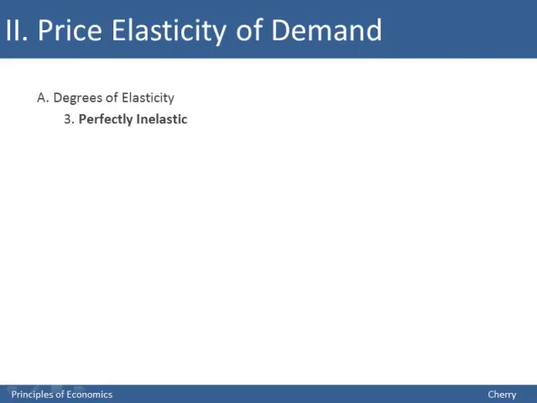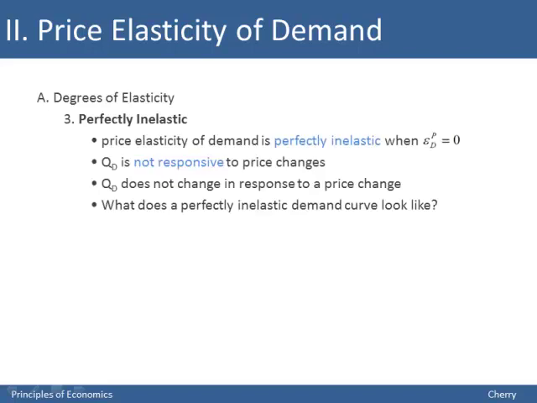The third case of elasticity is what we call perfectly inelastic. And that's when the price elasticity of demand is equal to 0. If you recall how to interpret the price elasticity of demand, for every 1% change in price, quantity demanded is going to change 0%. In other words, it's not going to respond at all to a price change. A perfectly inelastic good is one in which quantity demanded is not responsive to price changes.